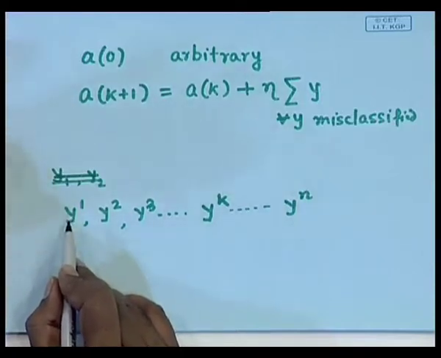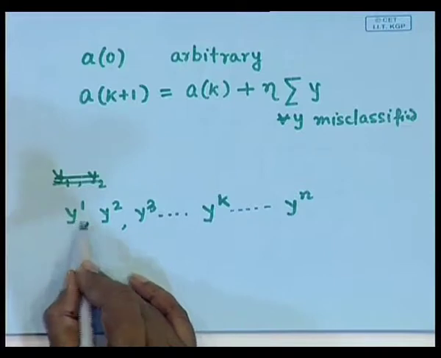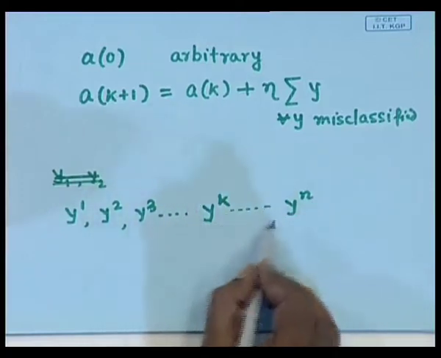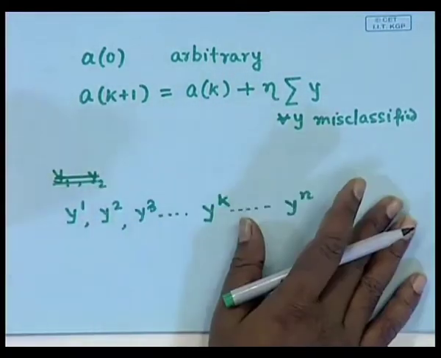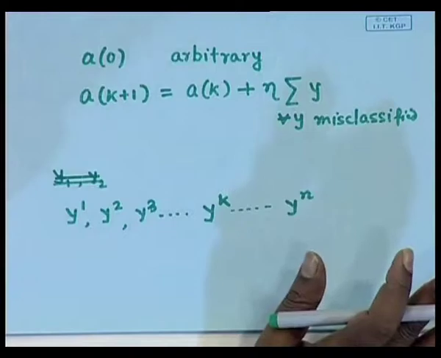If I find that A transpose y 1 is greater than 0, I do not update or modify the weight vector A. I simply pass on to the next sample y 2. If I find that A transpose y 2 is also greater than 0, that means the same weight vector properly classifies y 1 and also properly classifies y 2. And when I consider this, all the samples which belong to omega 2 are already negated. So, in all the cases I will have a single decision rule: A transpose y k has to be greater than 0 if y k is properly classified by the weight vector A.